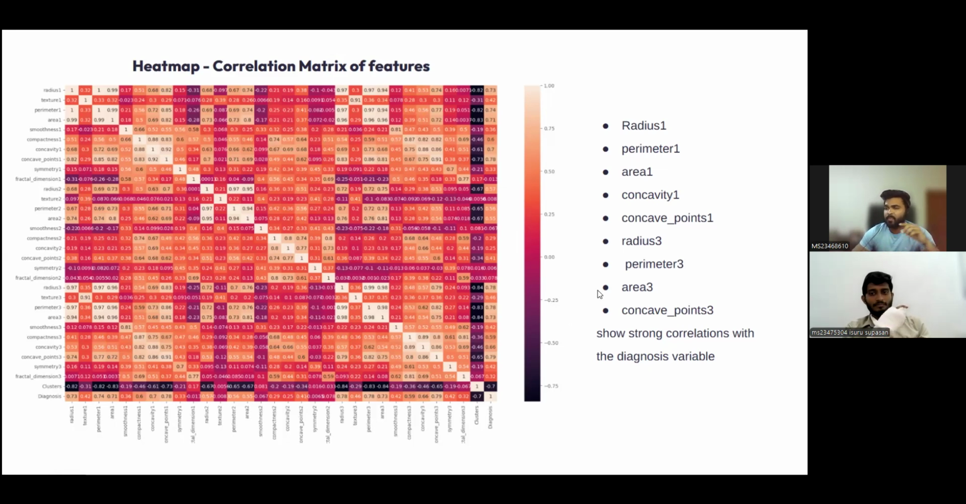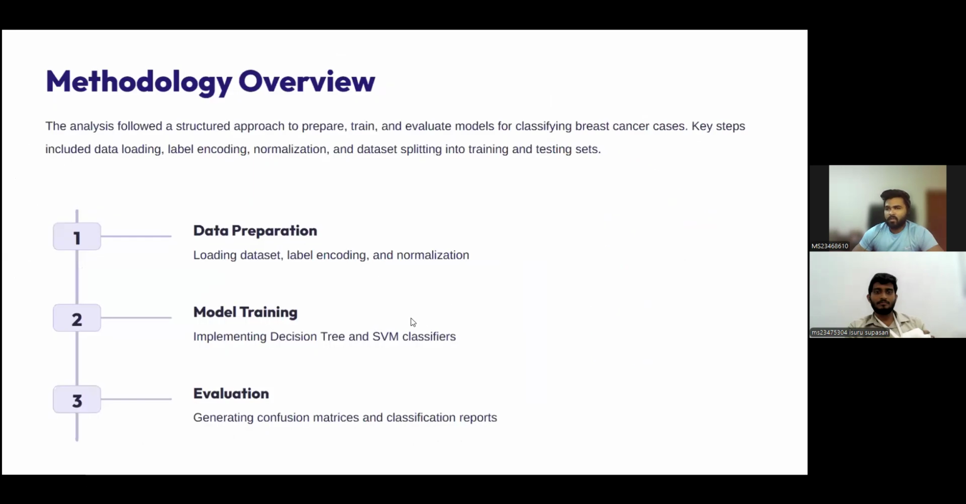So according to that approach, these are the 9 features that we have identified, which have the strongest correlation to the key variable, which is the diagnosed variable. These are the 9 features that we have identified. So going forward, what is the methodology that we have followed?